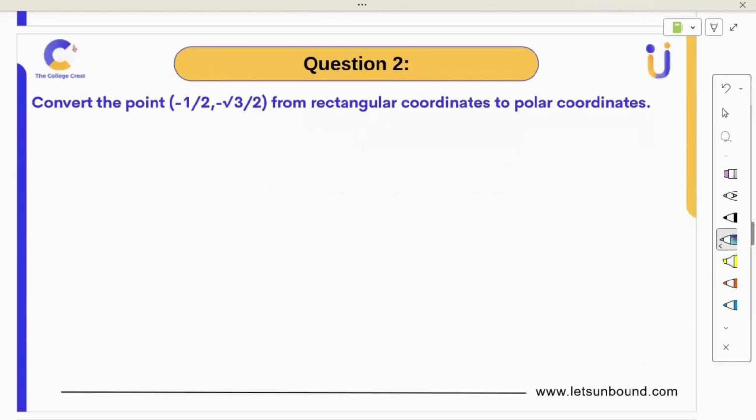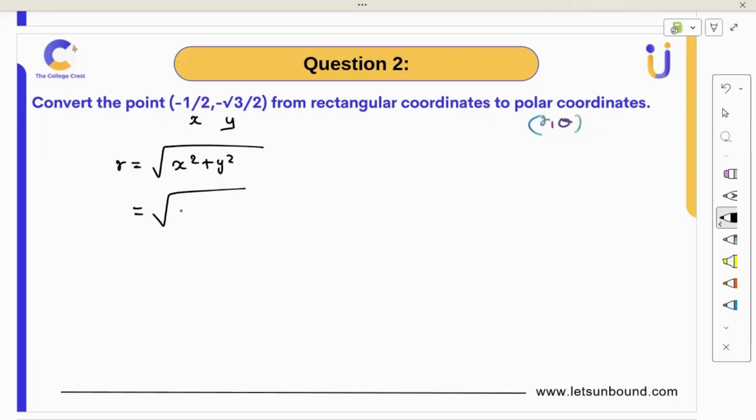Now the second problem: convert the point from rectangular to polar coordinates. So how to do that? For polar coordinates, you need r and theta. How can I find it? If this is x and y, the r formula is square root of x squared plus y squared. Right? Square root of minus half squared plus minus root 3 by 2 squared. Squaring gives 1 by 4, and this will become 3 by 4. 4 by 4 is 1. So r is equal to 1.